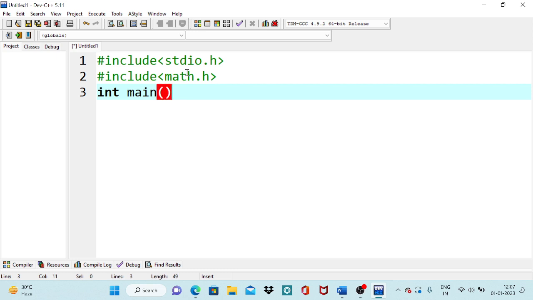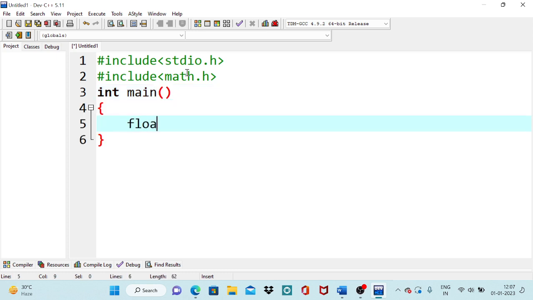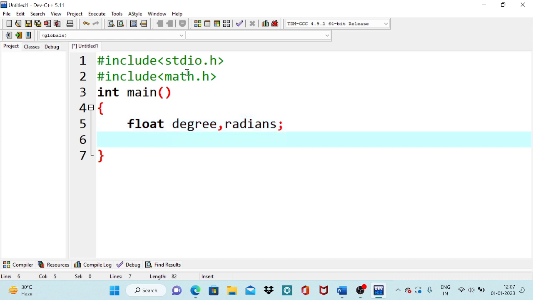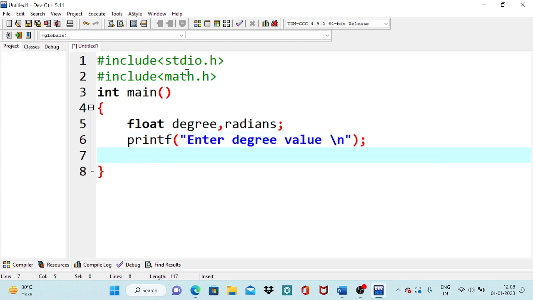Next, the main function. I want to read an input number in the form of degrees, and I want to convert it into radians. So I need two float variables. I'm trying to read the input value from the user. So I will provide a message to the user: enter degree value. Then I scan that input value from the user. As it is a float, we have to use the format specifier %f, then ampersand, and the name of the variable is degree.